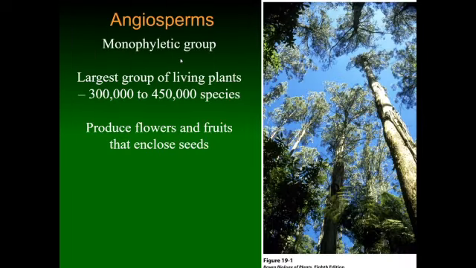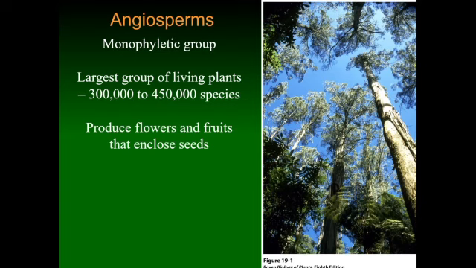So the angiosperms in general are a monophyletic group. They're the largest group of living plants. 300,000 to 450,000 species. To put that in perspective, there's only about 3,000 species of mammals. So there's way more species of plants. There's about 10-ish thousand species of birds. So in terms of the number of species, the only other things that really have more are things like insects, and I think fungi have more species.